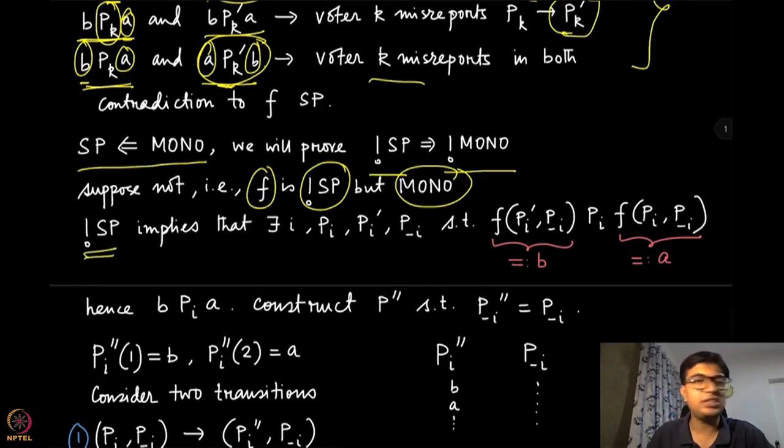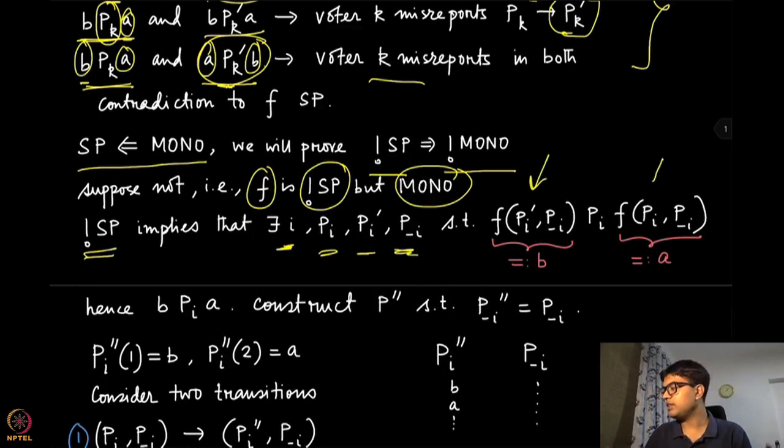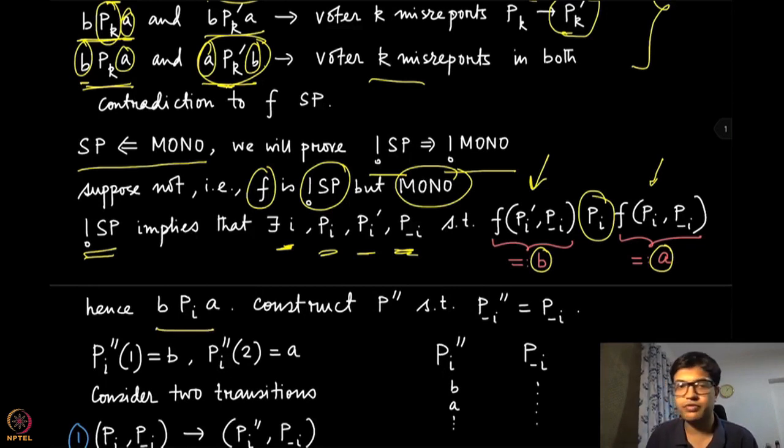Not strategy proof means that it is manipulable, which means that there exists some player I, some pair of preferences PI and PI prime, and some preference profile of the other agents P minus I, such that when it manipulates its preference to PI prime, it gets a better outcome than reporting truthfully under the same truthful preference. So let us assume that F of PI prime, P minus I is B, and F of PI, P minus I, when they are reporting their preferences truthfully, is equal to A. So hence B is more preferred than A.